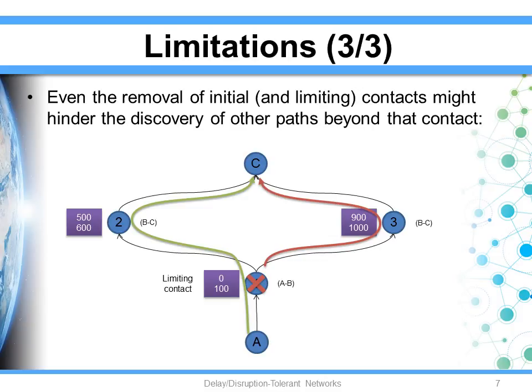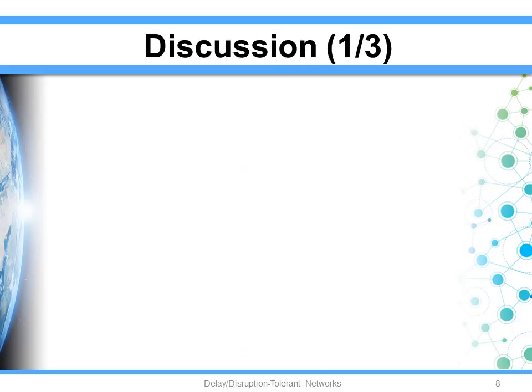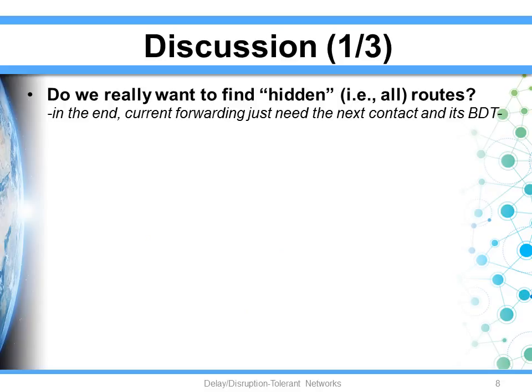So the limitation is not only on the anchor strategy in current CGR, but also in the removal and the suppression of the initial nodes in the path. The issue with anchoring and the removal of the initial nodes in current CGR is that it's not able to find all routes in a contact graph. And this leads us to a more general question: do we really want to find all these hidden routes in a contact graph? This is not an easy question.